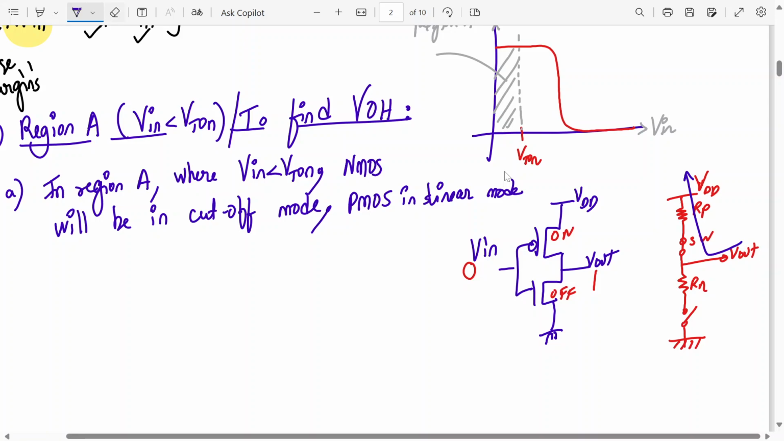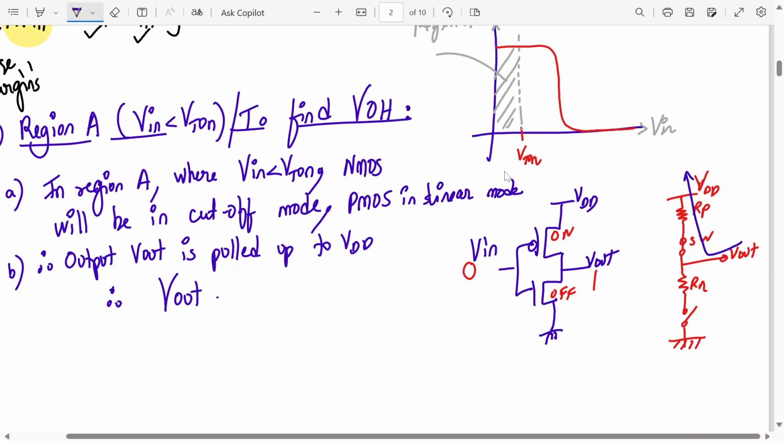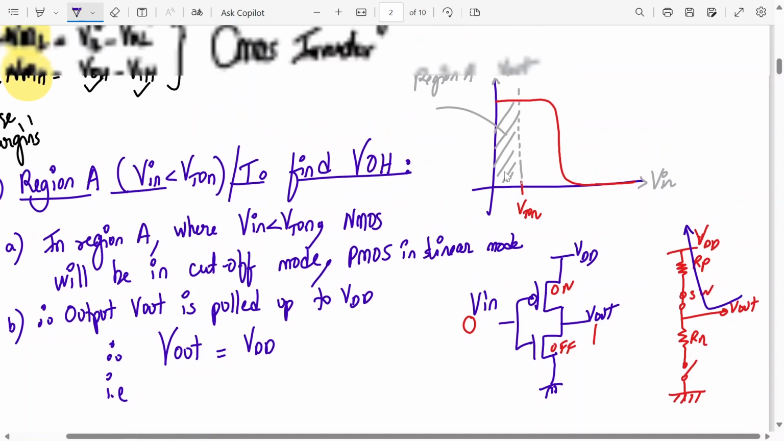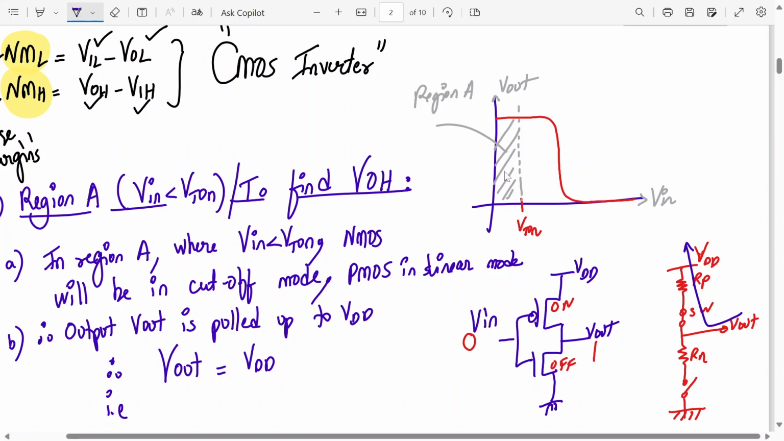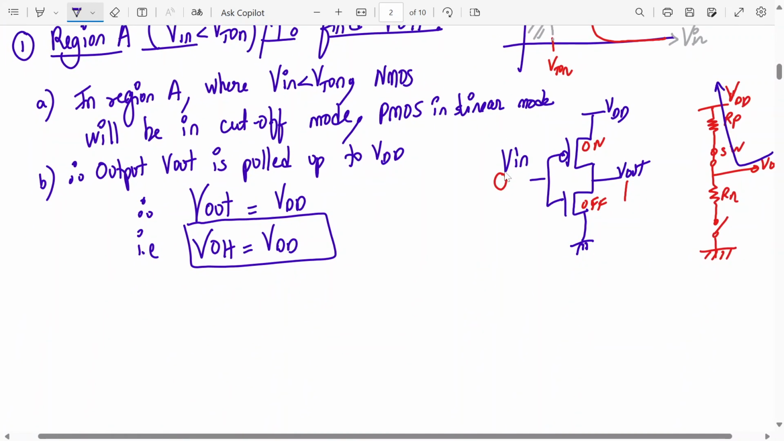So here we can say, next point, please write along with me. Therefore, output Vout is pulled up to VDD. Therefore, output is equal to VDD. And what is output here defined? We are defining VOH. So that is VOH equal to VDD. So that is the derivation for VOH. I hope it is clear. So VOH is just equal to VDD.